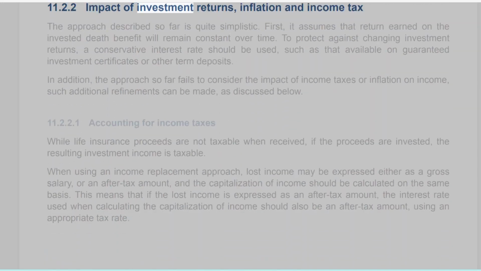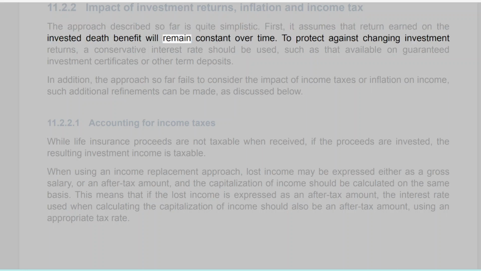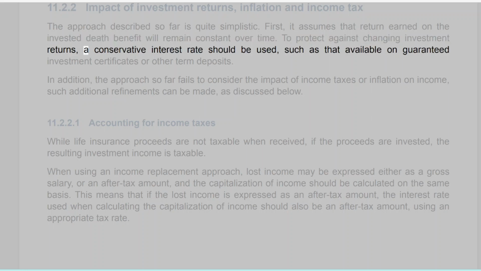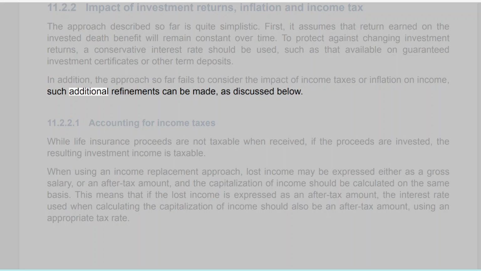11.2.2 Impact of investment returns, inflation, and income tax. The approach described so far is quite simplistic. First, it assumes that return earned on the invested death benefit will remain constant over time. To protect against changing investment returns, a conservative interest rate should be used, such as that available on guaranteed investment certificates or other term deposits. In addition, the approach so far fails to consider the impact of income taxes or inflation on income. Such additional refinements can be made, as discussed below.